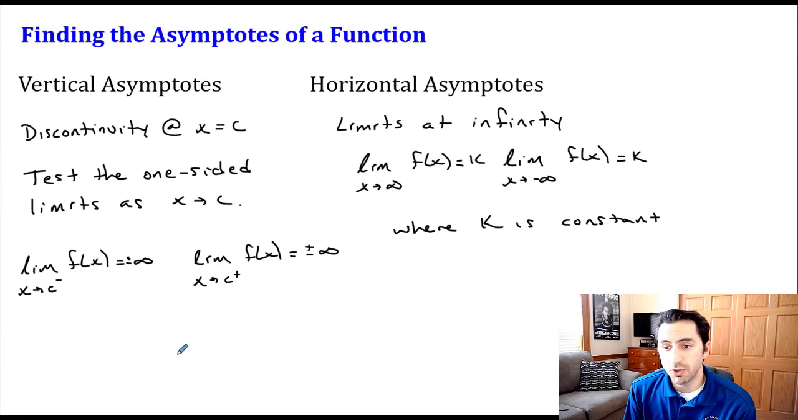All right, so those are the two ways we need to check for asymptotes. We'll check for discontinuity, and then we'll check the limit as we approach that discontinuity. And then for horizontal, we want to check the limits at positive and negative infinity, basically checking the end behavior. So let's do that in an example.